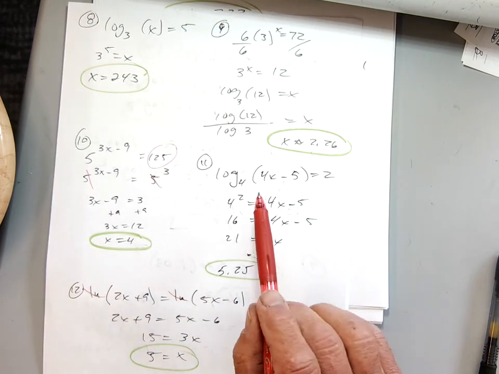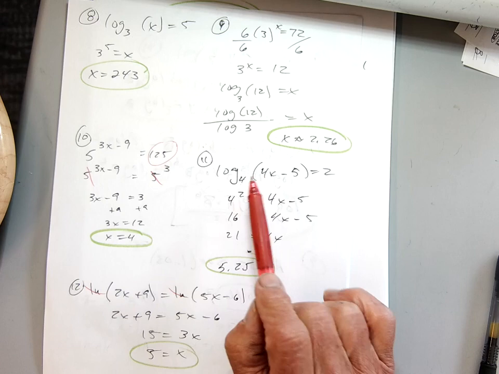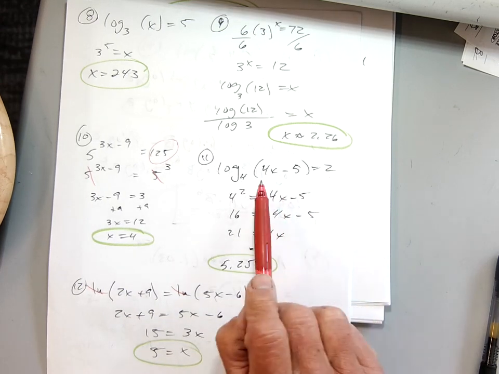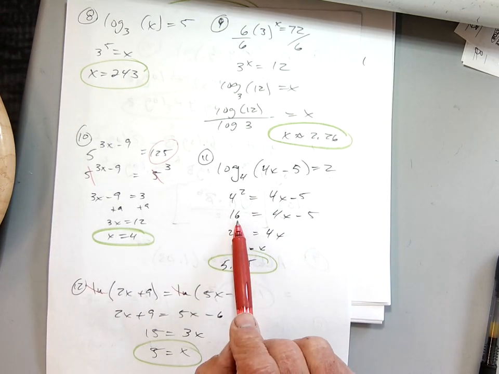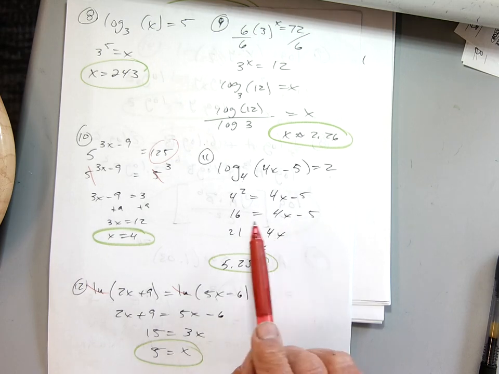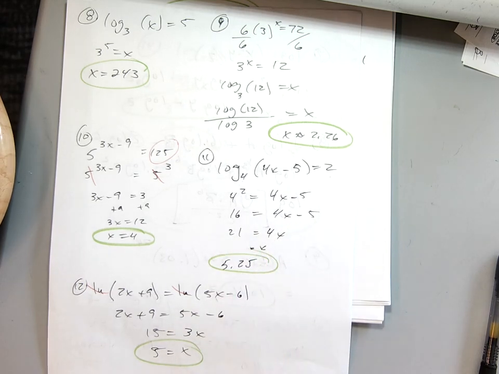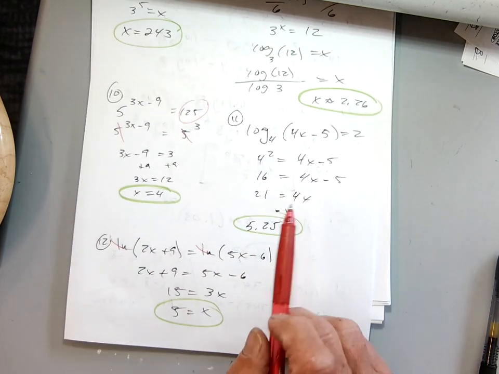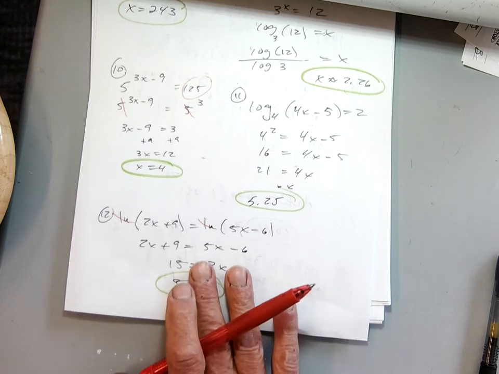11, change to exponential form. 4 to the 2 power equals the answer. 4 to the 2 power is 16, and then I just solved it. Plus 5, I get 21 divided by 4. And I got 21 divided by 4 is 5.25.